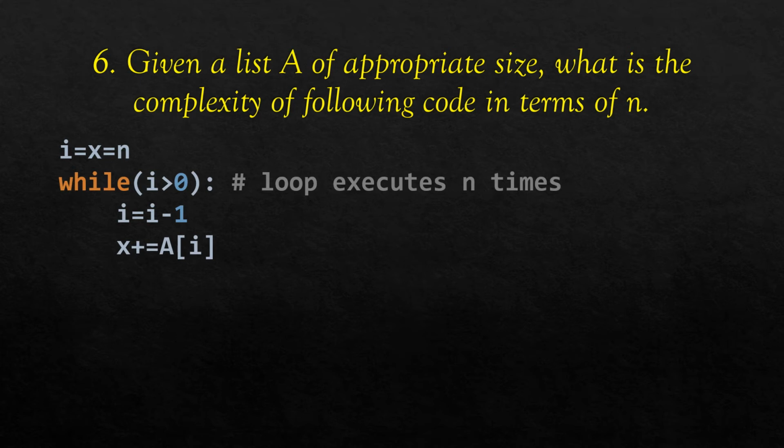So here, given a list A of appropriate size, what is the complexity of the following code in terms of n? Here i is equal to x is equal to n, while i greater than 0, i is equal to i minus 1, and x plus is equal to a of i. Here you can see the i value gets decremented by 1 every time, and i is initialized with n. So it clearly shows that the loop will get executed n number of times, and within that some operations are done which will take some constant time. So overall the complexity of this code is order of n.